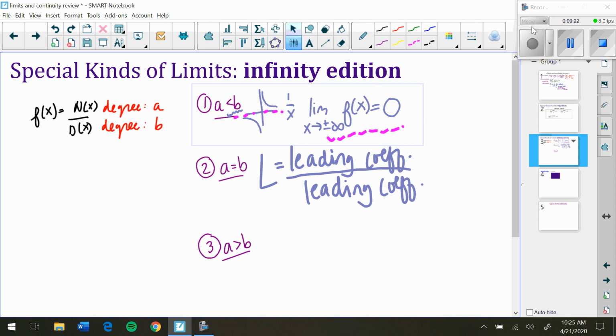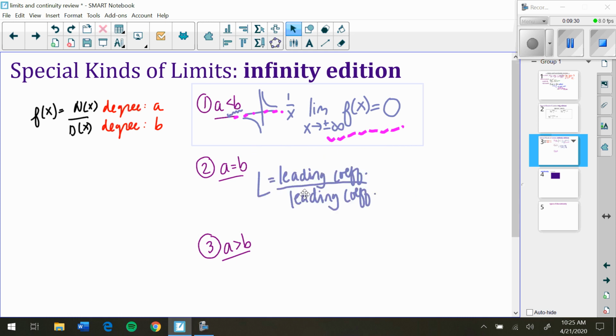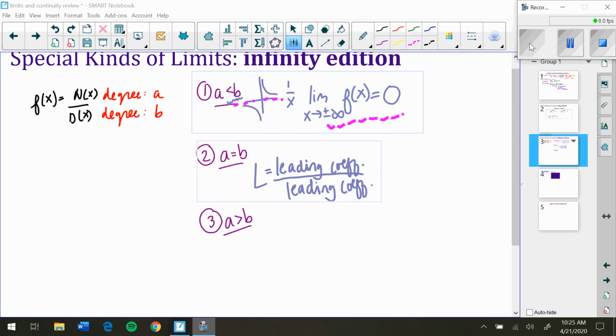Why? Again, this has to do with our horizontal asymptotes. And so this one is just going to be a number, and it's fairly straightforward. Last but not least, we have the case where a is greater than b, and this one is maybe the most challenging, but honestly it's not that bad, I promise.